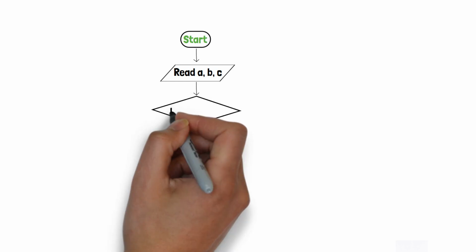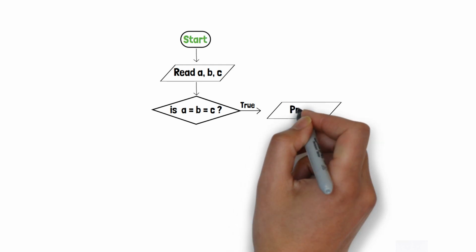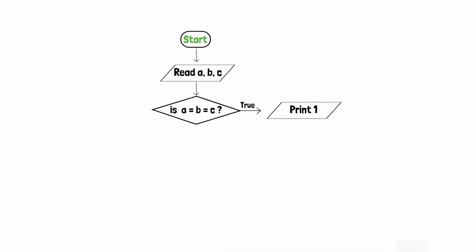Initially, let's draw a starting terminator to begin the program. Now, accept three numbers from the user and store them in variables A, B, and C using an input component. Furthermore, we will add a decision box to check whether A is equal to B is equal to C or not. If the condition in the decision box is true, that means it is an equilateral triangle. Thus, we will print 1 with an output component and end the program using the end terminator.